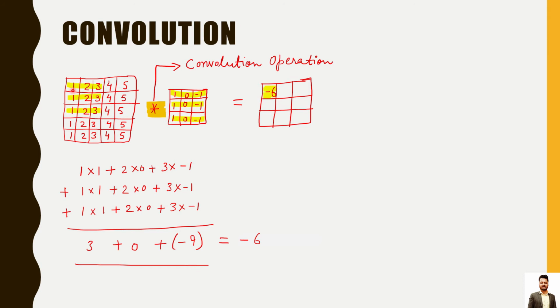So this minus 6 is what we get when we do 1 2 3, 1 2 3, 1 2 3 with the convolution of 1 0 minus 1, 1 0 minus 1, and 1 0 minus 1. Similarly, when you do this filtering with 1 0 minus 1 over this 2 3 4, 2 3 4, 2 3 4, the answer will be different. If you solve this, your answer will be minus 4 minus 4 minus 4 and 2 2 2, that's minus 6. So again minus 6 will be filled here, right?